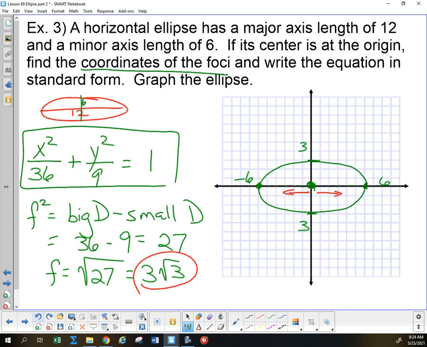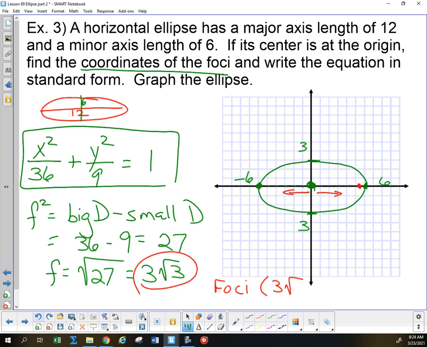I'm just going to think about the geometry. So if I start here at 0 and I go to the right, I am going to get to 3 root 3. And that is just a little bit more than 5. So I'm going to put my dot out here. And that one's getting kind of cramped, so I'm going to write my coordinates of the foci out here separately.